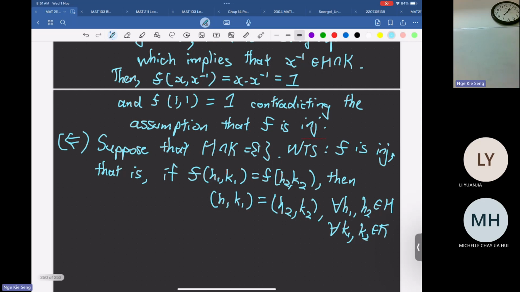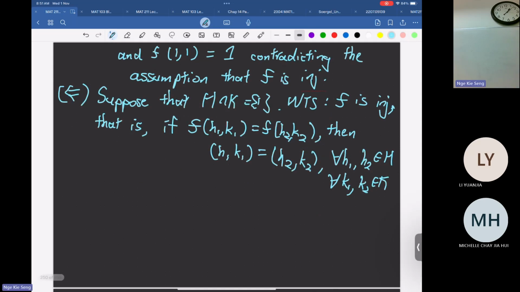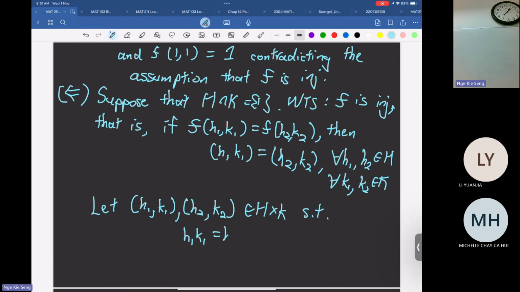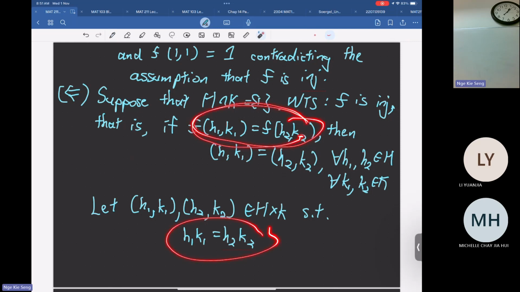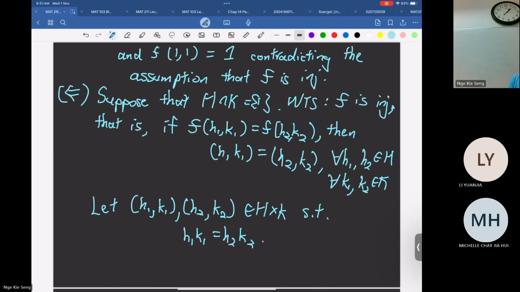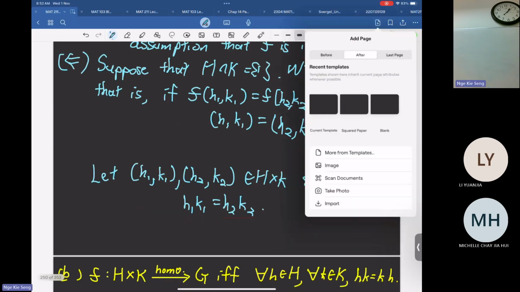Okay, so to this end, what do we do? So we take any (h1, k1) and (h2, k2) in H × K such that f of them is the same. Meaning, if I multiply them, they are the same. So this is the condition I suppose. What is f? f just multiplies the ordered pair together. And then what happened here? What can you play around with this equality here?